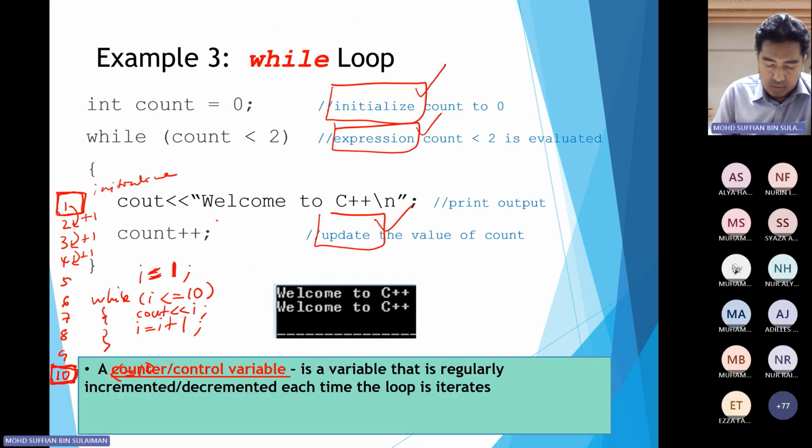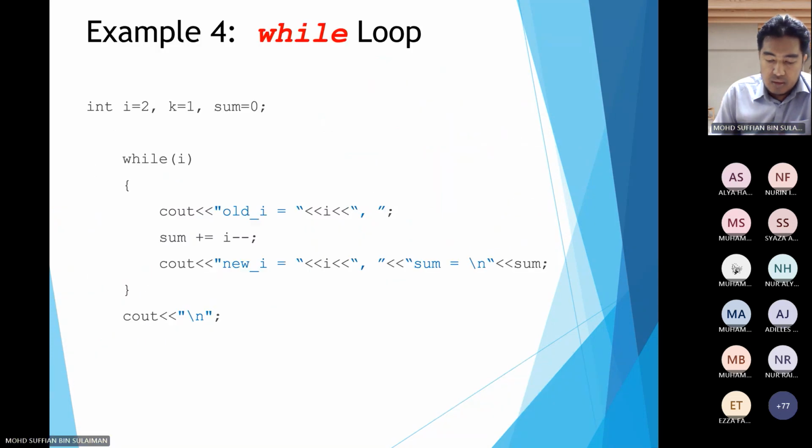Okay, a counter control variable is a variable that is regularly decremented each time the loop iterates. Okay, this one, what would be the output? Example 4. Okay, we have I is 2, K is 1, and sum is 0, kan? And then we have while I is 2.